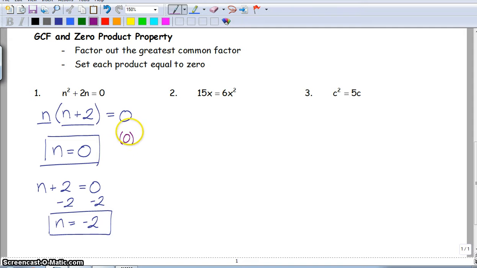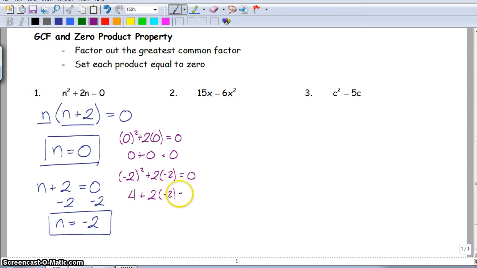So 0 squared plus 2 times 0, 0 plus 0 equals 0. The second one with the -2, -2 squared plus 2 times -2 equals 0. -2 squared is 4, plus 2 times -2. 2 times -2 is -4. 4 minus 4 equals 0. So we know both the solutions work.